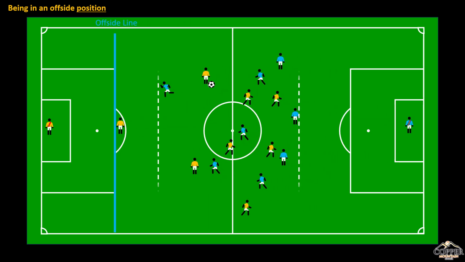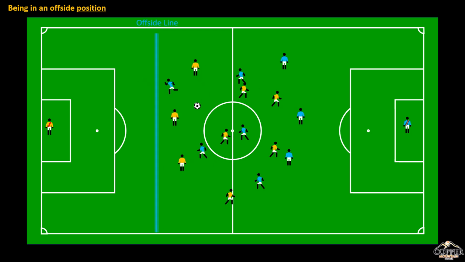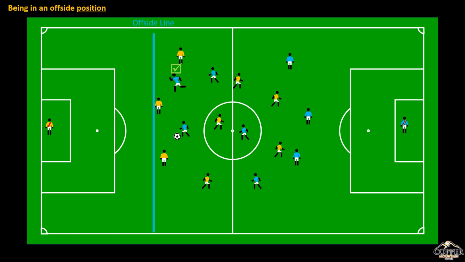On fields with build-out lines, the offside line stops at the build-out line. This blue player, while ahead of the second to last defender and the ball, is not in an offside position because she is behind the build-out line. As this attacking player moves closer to the goal than the offside line, he shifts into an offside position.